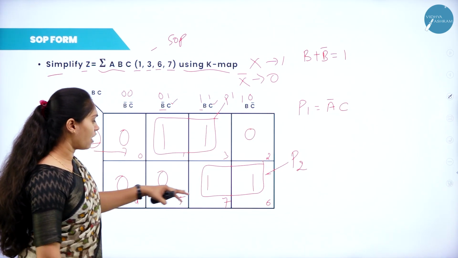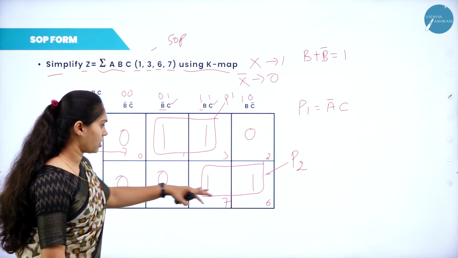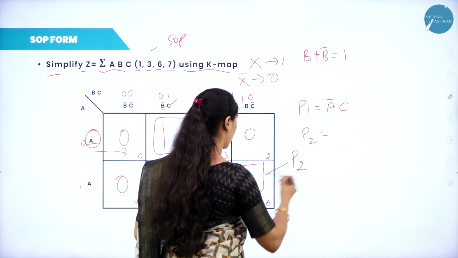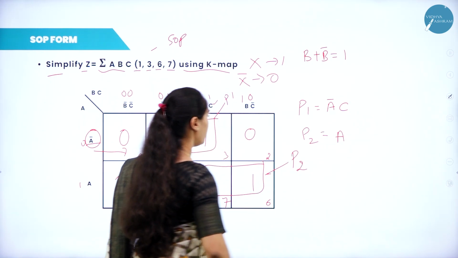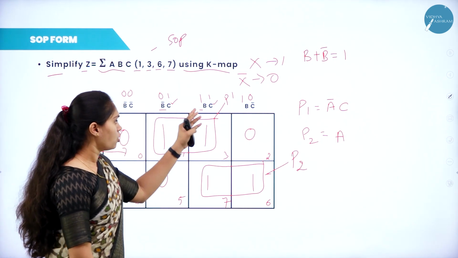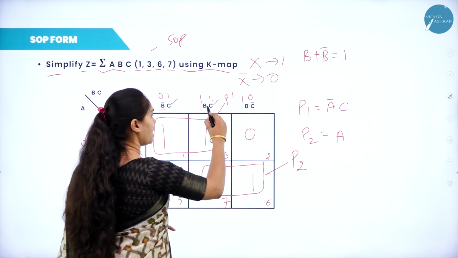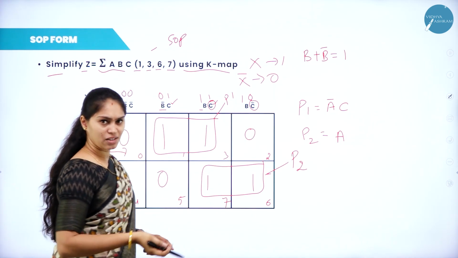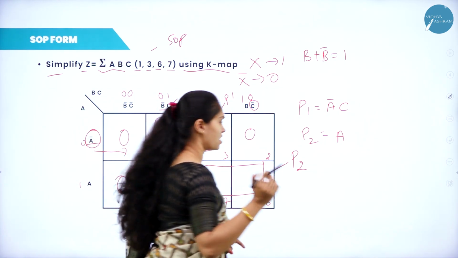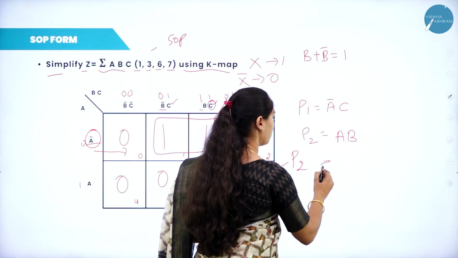Next, I have one more pair here. What is that? A is the row here, so A is the common variable. Let me consider P2, that is pair 2. A is the common variable. After that, we have 2 columns: one is BC and another one is BC bar. Here C and C bar are nullified, or it will be 1. Then we have the common variable as B. So AB.